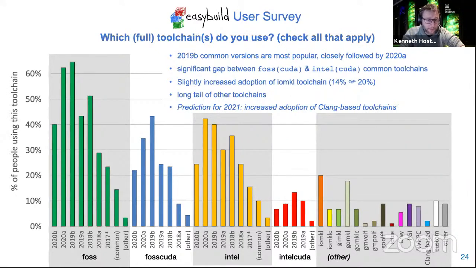And then here's another prediction, and we've had some discussions on this already in the recent EasyBuild conf calls: we'll probably see an increased adoption of Clang-based toolchains. This is a very easy prediction to make because most of the new toolchain versions like Intel oneAPI, the AOCC compiler, or the NVHPC compiler, which used to be PGI, are basically all Clang-based. So this is almost a given. It's not really a prediction. But it does mean that we should probably start paying a little bit more attention to Clang-based toolchains in EasyBuild going forward.